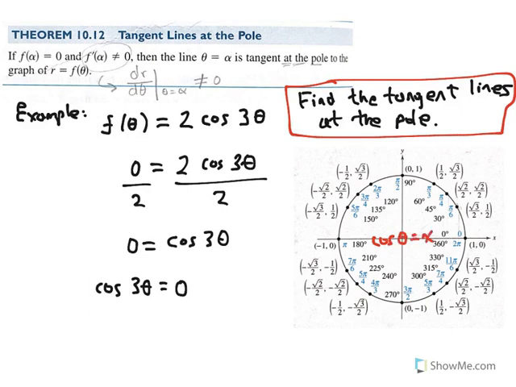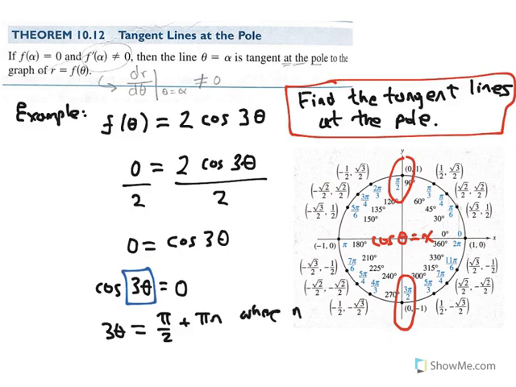So remember, cosine of theta is x, and we see that x is equal to 0 at these two angles. But in our equation, the angle is represented by 3 theta. So we need to write 3 theta is equal to pi over 2 plus pi n, where n is an integer. So you can solve for theta by multiplying both sides of the equation by 1/3. So when you do that, you get pi over 6 plus pi over 3n, where n is an integer.